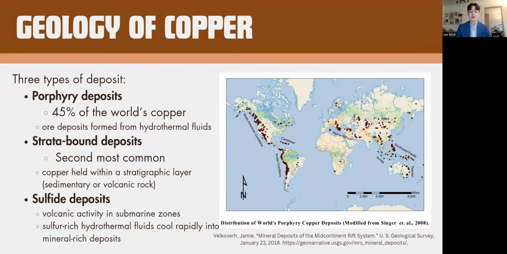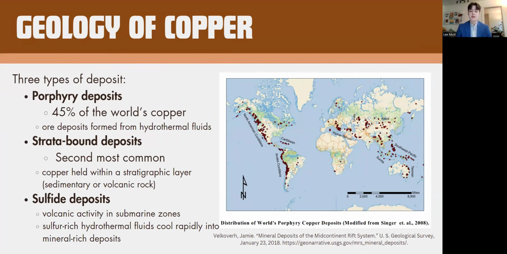The first is porphyry deposits with igneous rocks. This makes up 45% of the world's copper deposits. As you can see on this figure to the right, porphyry copper deposits are found all over the planet on almost every continent except Antarctica. These are formed when hydrothermal fluids leave metal ore behind.